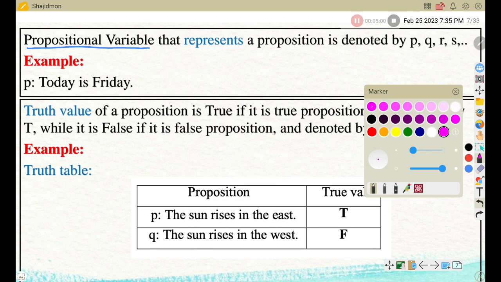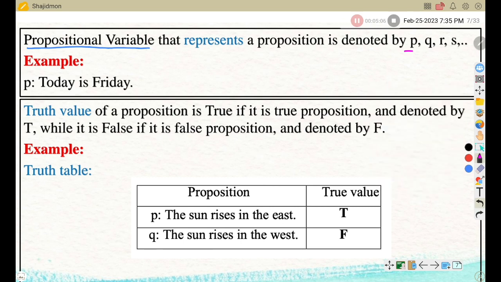A proposition we now represent by using variables, which we call propositional variables. Especially we use small letters p, q, r, s, like these English letters. For example, today is Friday. This is a proposition. I represent it by using a propositional variable, which is called p. I am using the variable p here, a small letter p.